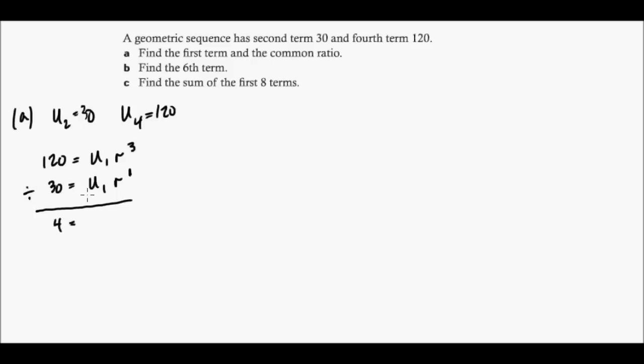So we divide, and we get 4 equals, this goes away. The first term divided by the first term is 1, so we don't need to write it. And then it's going to be r squared. So basically we just need to take the square root of 4 equals r, so r equals 2, which is nice. It's a nice, easy number.